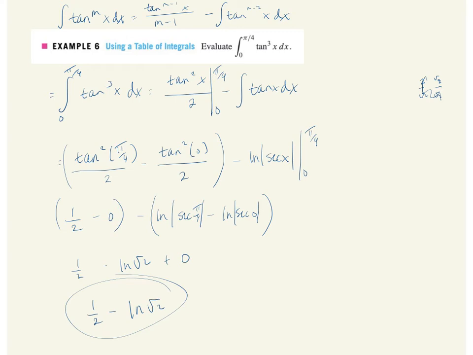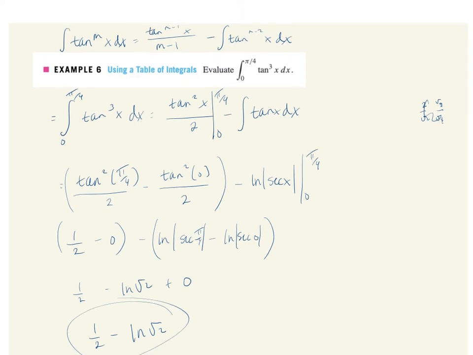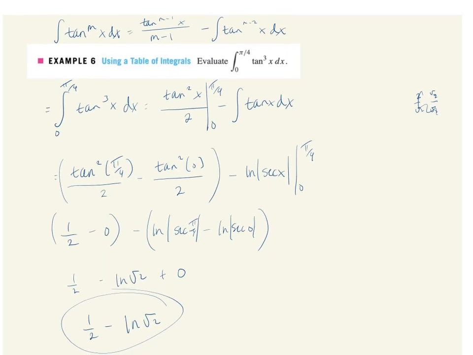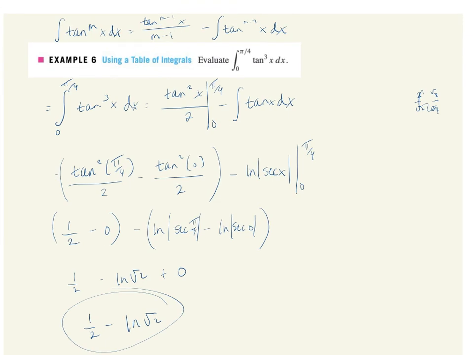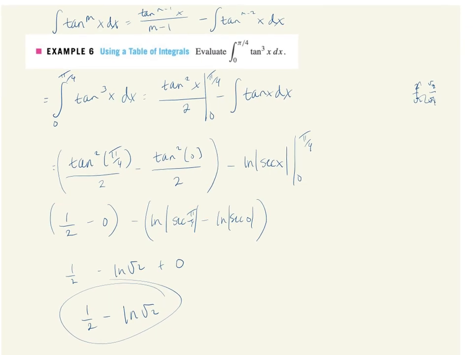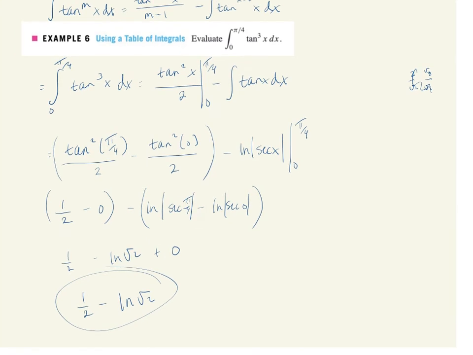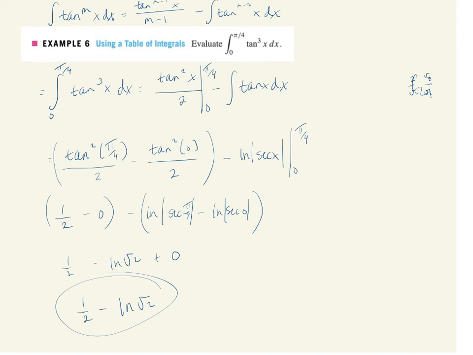Okay. So the integral of tan to the m power of x dx is equal to tan to the m minus 1 of x divided by m minus 1, minus the integral of tan to the m minus 2 power of x dx. Using that, we can evaluate the integral from 0 to pi over 4 of tan cubed x dx. I apply that reduction formula, and I immediately get tan squared x over 2, which I have to evaluate from 0 to pi over 4, minus the integral of tan x dx.